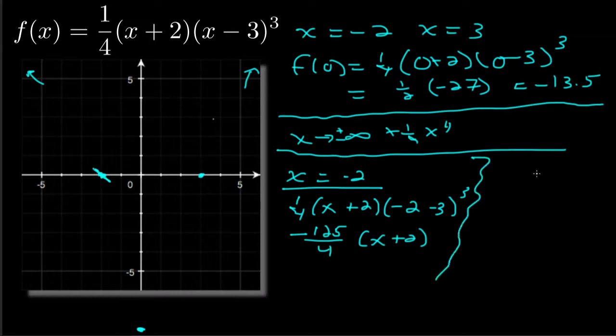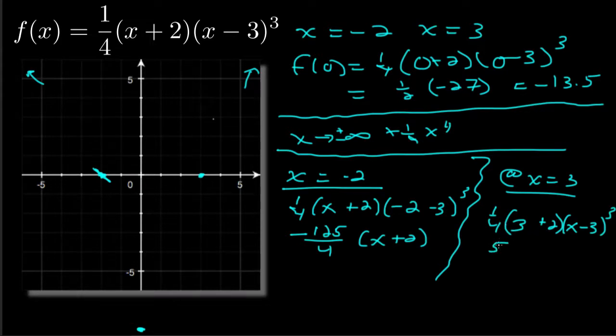At x equals 3, plugging in everywhere except where I would get a 0, I have 1/4, 3 plus 2, and then x minus 3 cubed. 3 plus 2 is 5. 5 times 1/4 is 5/4. Multiplied by x minus 3 cubed. X cubed is going to look like a cubic function. Since 5/4 is positive, it's going to look like a positive cubic function.